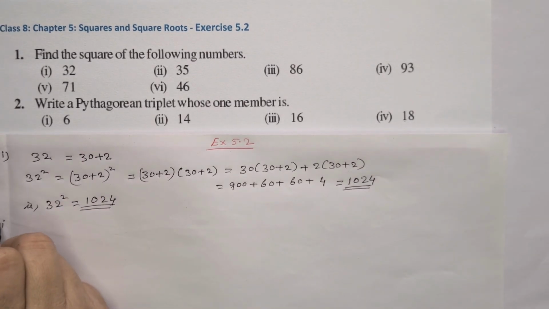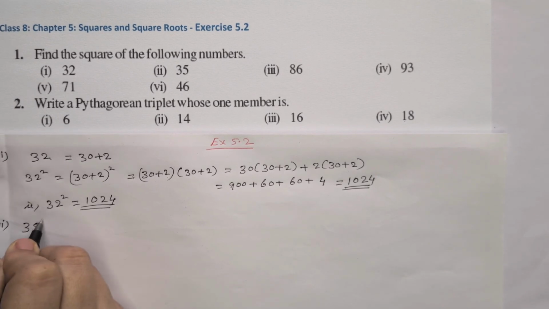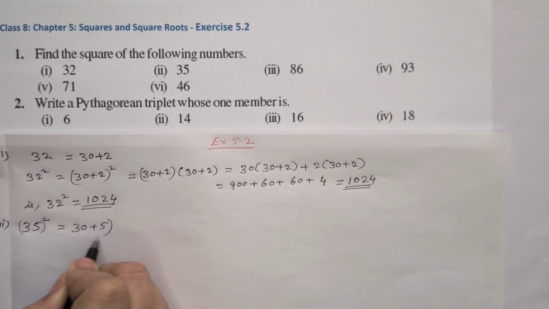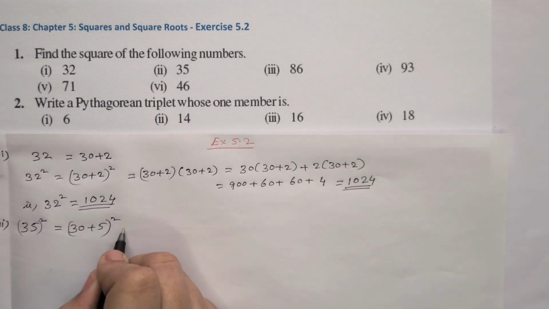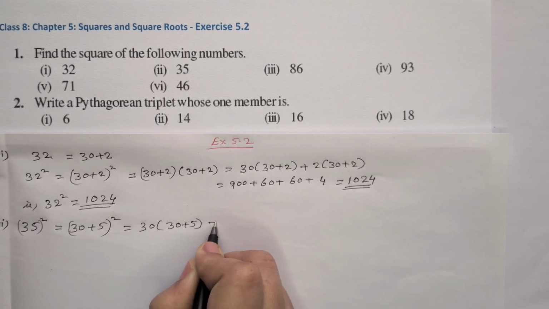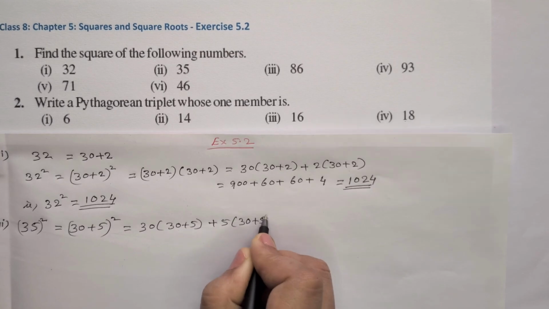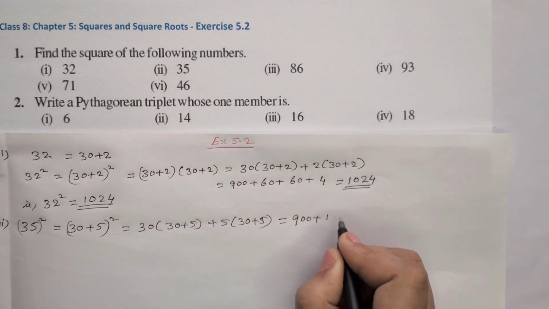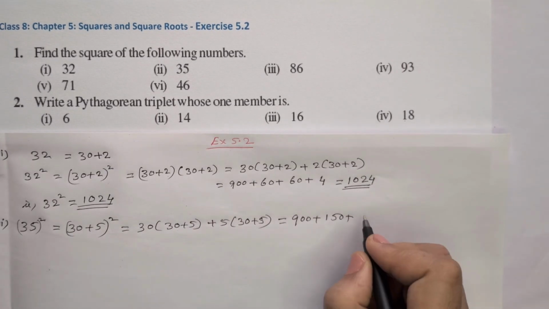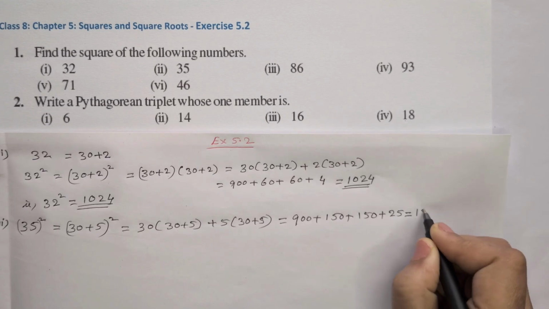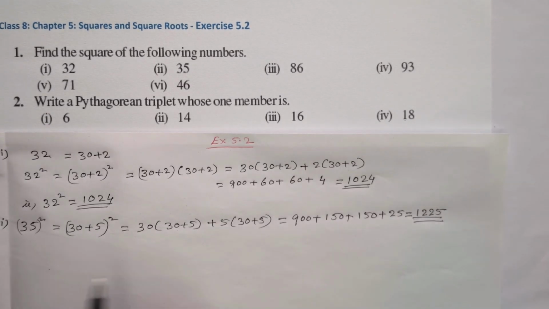In the same way, next number 35. 35 square we can write as 30 plus 5 the whole square, and that is equal to the first number 30 into that bracket, 30 plus 5, and again the second number 5 into 30 plus 5, which is equal to 30 into 30, 900, plus 30 into 5, 150, 5 into 30, 150, 5 into 5, 25, which is equal to 1225. That means 35 square is equal to 1225.